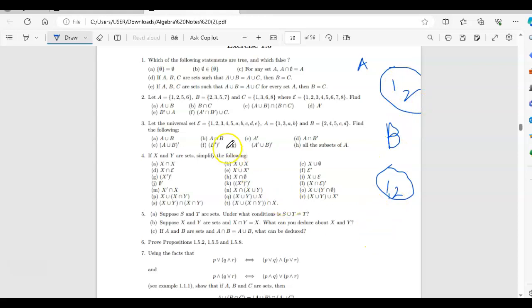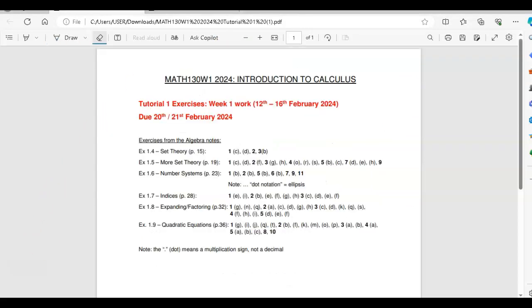Then C, what is it? A union C is equal to A union B. So if A union B is 1 and 2, then A union C, A and then another one, has to be equal, right? So you can draw it. Because check here, A union B is 1 and 2, which is equal to C. Anytime you see this, A or B is equal to A or C, then B has to equal C, okay? It has to. So the answer there will be true.